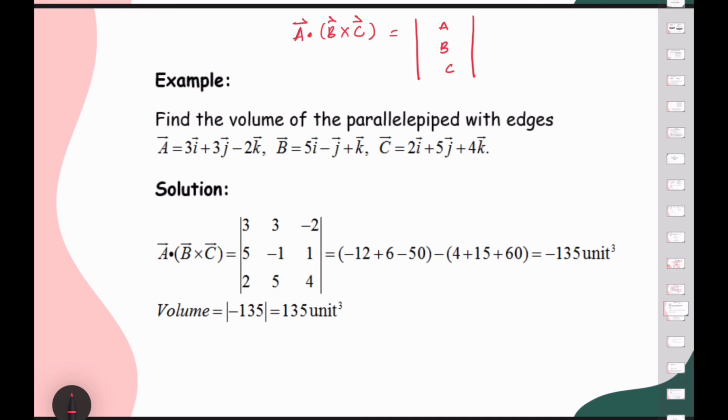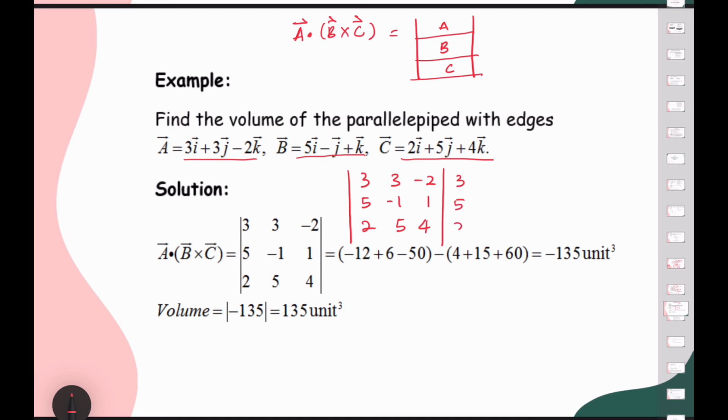So what you need to do is find the determinant where the first row must be A. So your A is here, 3, 3, -2. And then the second row must be the elements of B. So your B is here, which is 5, negative 1 and 1, and the last one is C, where you have 2, 5 and 4. So you need to find the determinant of this one. So you copy 2 columns outside, so you have 3, 5, 2, 3, negative 1, 5.